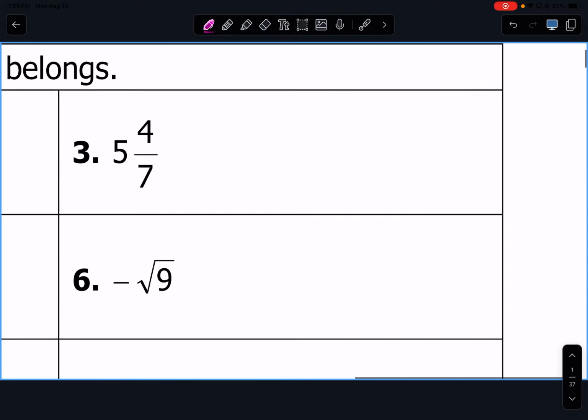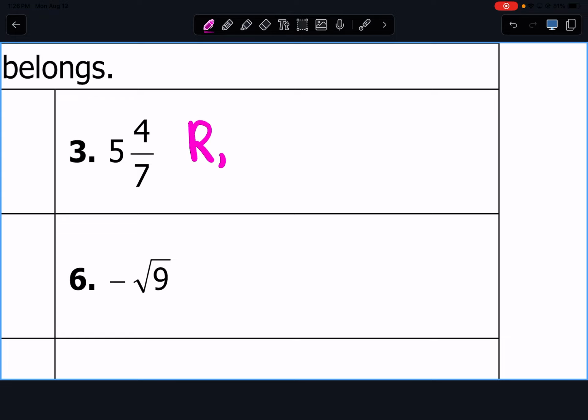For 3, we have 5 and 4/7. Is that real? Yes. Is it rational or irrational? It's rational because it's written as a fraction, right? So we will use Q. Now, is that an integer? No. It's not. So it's only going to be real and rational.